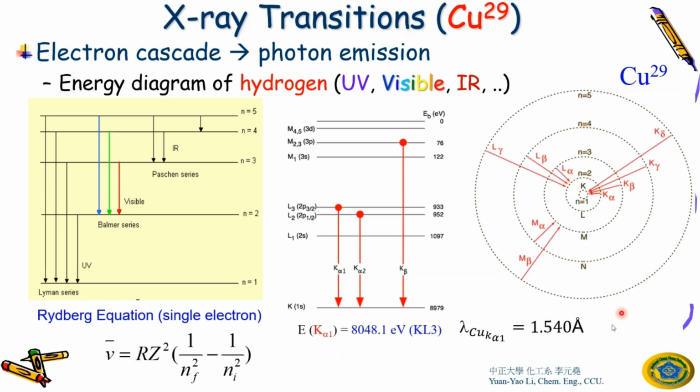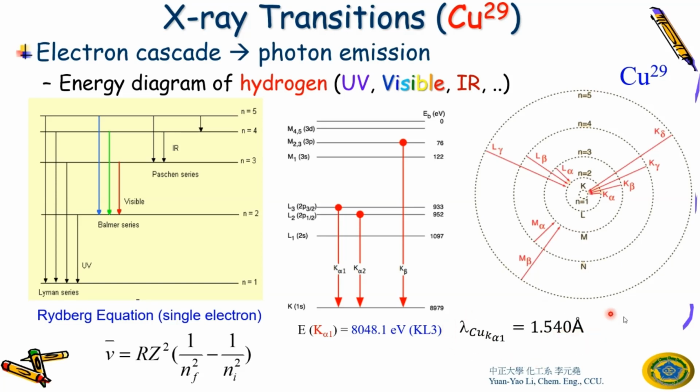Right, so for K alpha 1, the energy will be 8,048.1 electron volts. K alpha 1 can also be represented as KL3. KL3 means what? This is L3. The electron drops from L3 to the K shell, which we call KL3. So K alpha 1 will be this energy. And if you use the Planck-Einstein equation, you can convert this energy to wavelength, which is lambda equal to 1.540 angstrom.